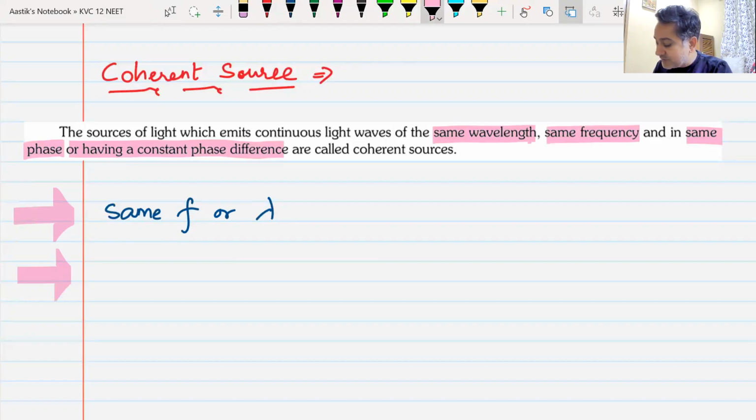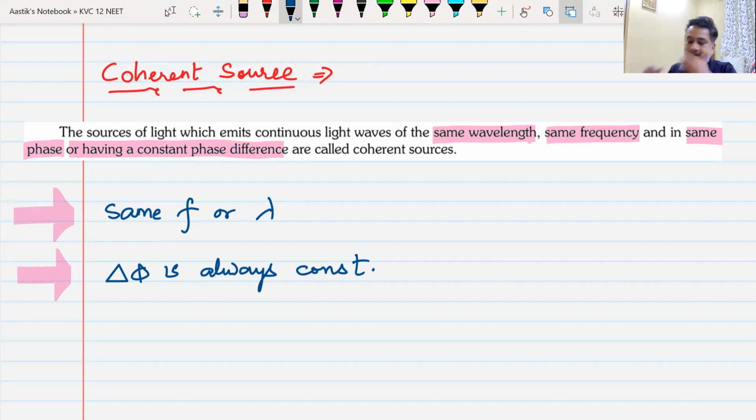And the second point that you must always remember is phase difference, delta phi, is always constant. If you have two sources of light that emit light of the same frequency, same wavelength, and they always maintain a constant phase difference between them, then they are known as coherent sources of light. And these coherent sources are very important because whatever we are going to discuss will be based on these coherent sources.